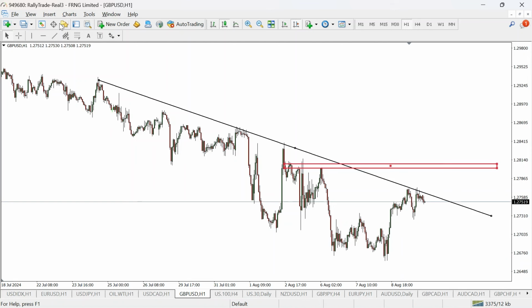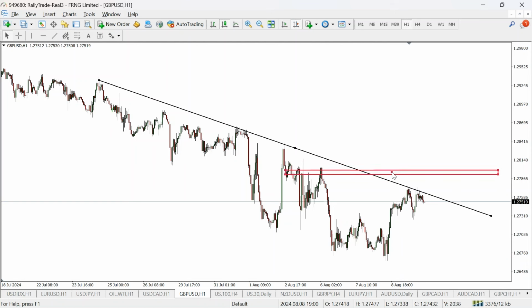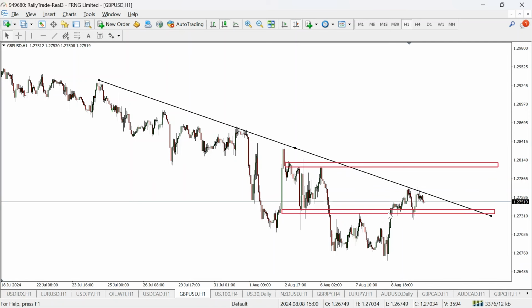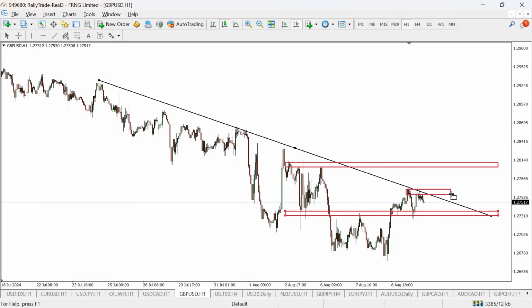I can also see another key level down here. Even where price currently is a key level, because price is actually finding it difficult to break above that level. But just to be safe, let's pick out this one, and let's also pick this one. We would pick this one out small.